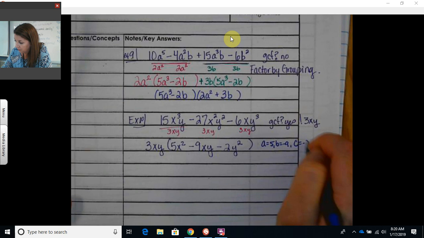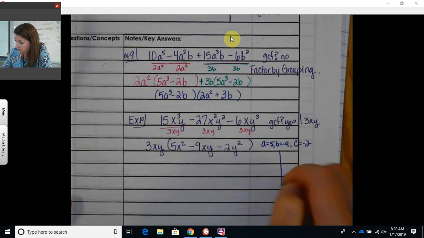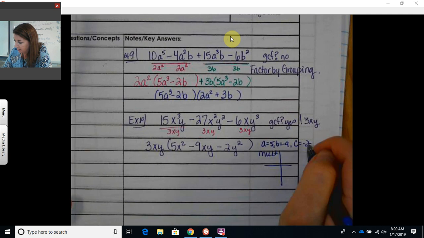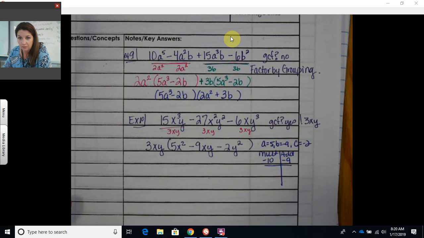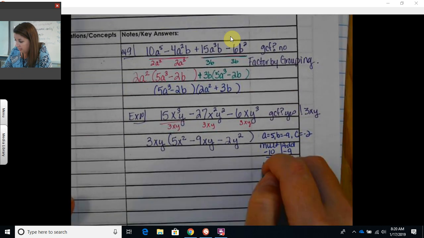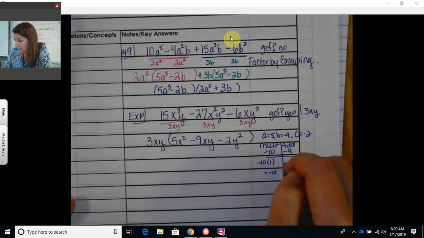So we need two numbers that multiply together to give us AC, which is -10, and add to get B, which is -9. -10 and +1. -10 times +1 is -10. -10 plus 1 is -9. All right, so that works.